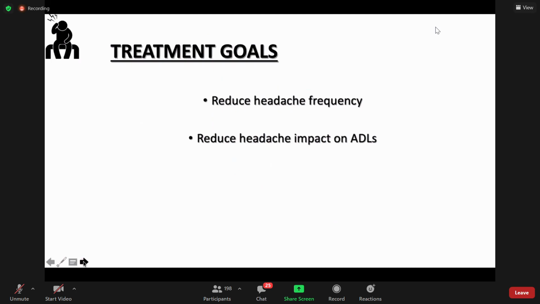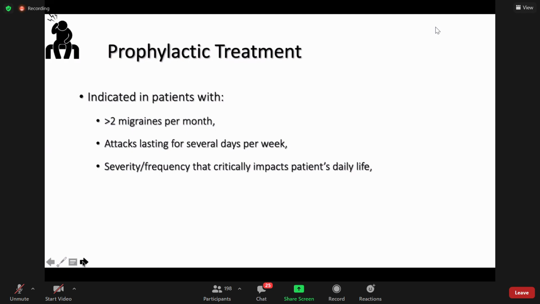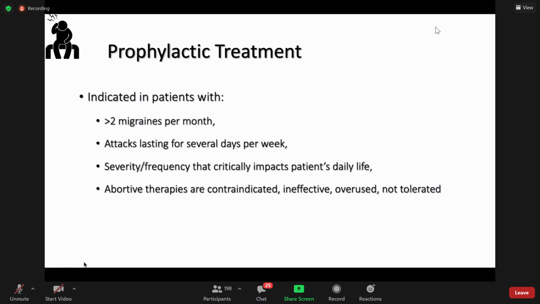The goal of treatment is to reduce the frequency, reduce the impact on the activities of daily living. So prophylactic treatment is indicated in patients with more than 2 migraines per month, or the attacks last for several days per week, so they impair the productivity of the person, or the severity and frequency that impacts the daily life, or that the abortive therapies are contraindicated, such as triptans in a patient with myocardial infarction or cardiac ischemia, or they are overused or not very well tolerated.